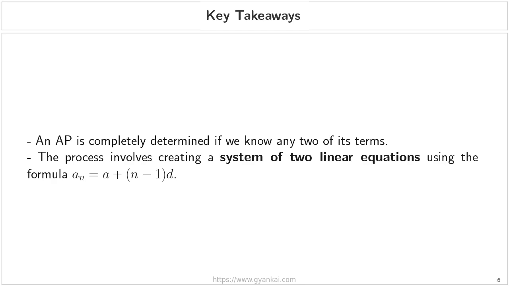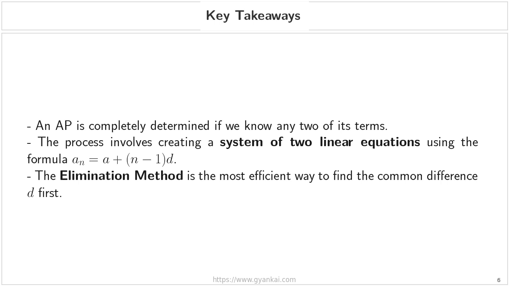Second, the core of our strategy involves creating a system of two linear equations. We do this by applying the general term formula, which is a sub n equals a plus n minus 1 times d, to both of the terms we were given. Third, when it comes to solving those equations, the elimination method is your most efficient tool. As we saw in our stadium seating example, subtracting one equation from the other is the quickest way to cancel out the first term and find the common difference, d, directly.